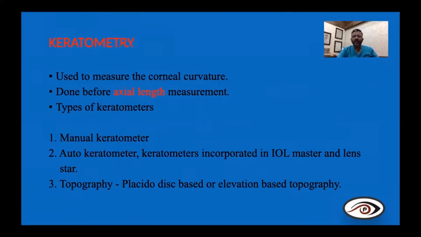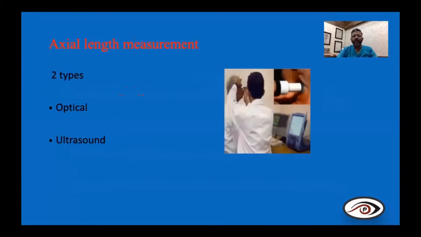This should be done before any contact axial length measurement is done. For keratometry, you can either use a manual keratometer or an ARK, automated refraction and keratometer, or topography based keratometers. All give pretty good results. Manual keratometry has a learning curve. Once you have mastered it, even that is as accurate as the ARK.